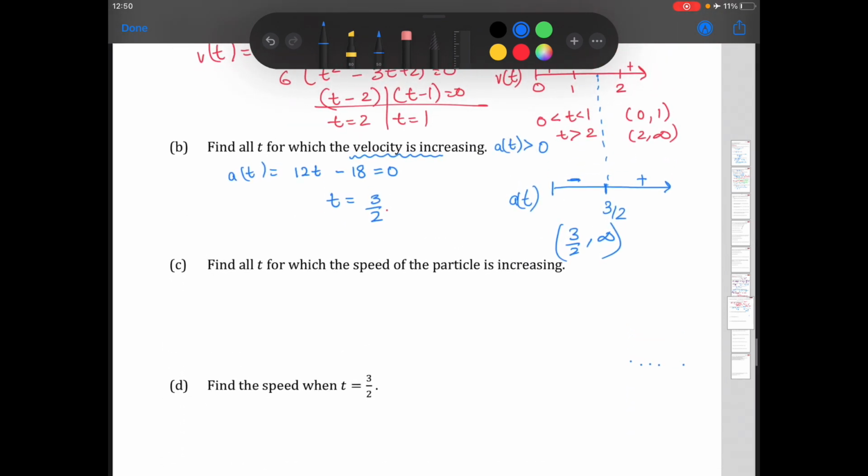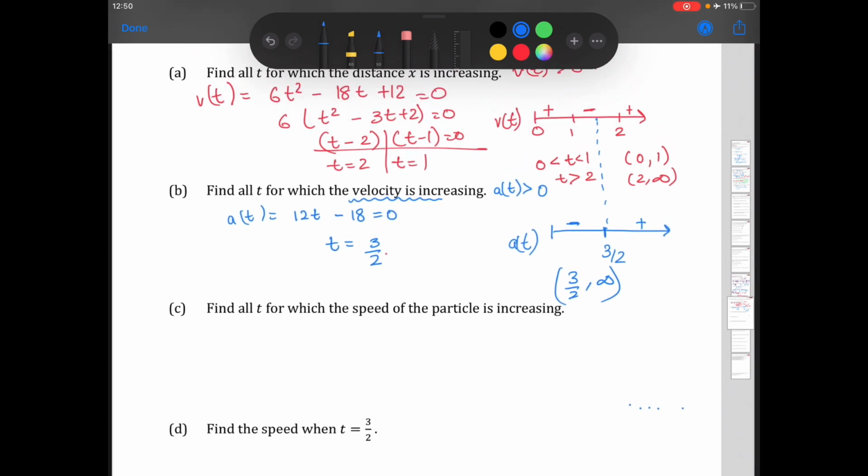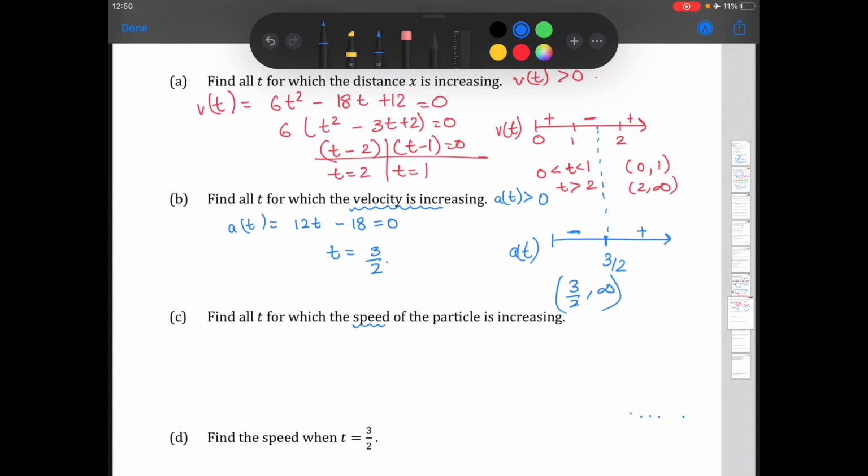Part C. Find all t for which the speed of the particle is increasing. Again, we're talking about speed. Your speed is increasing when your velocity and acceleration have the same signs. So let's compare here. I'm going to use a highlighter. From 0 to 1, and let's say 1 is over here.